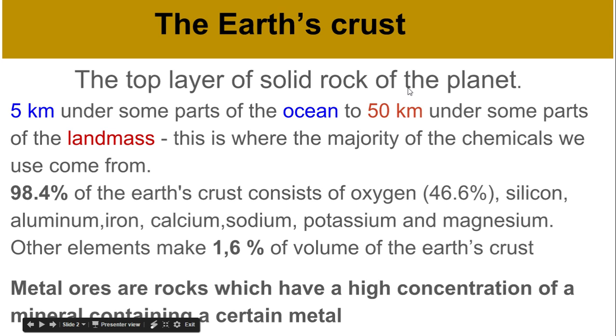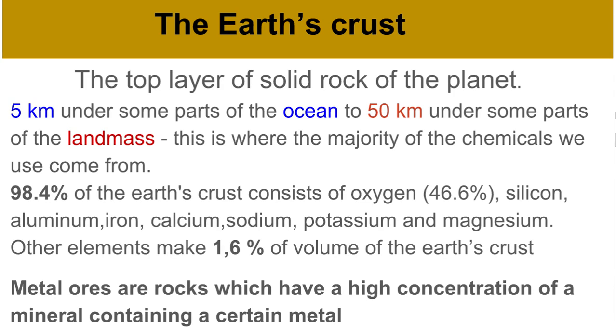And it is in the Earth's crust where we get the ores from which we extract the metals. Ores are rocks which have a high concentration of a mineral containing certain metals. Most of the metals are reactive and they don't exist in nature in the free form. They have impurities and they are connected in a compound with some other elements, and that's how minerals form.